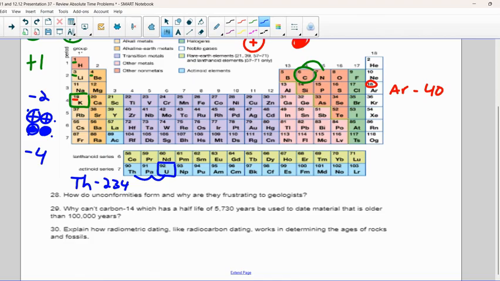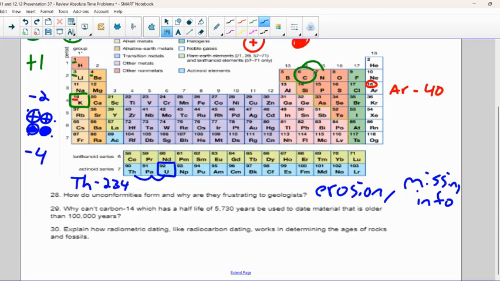Okay. And then coming down here, how do unconformities form and why are they frustrating to geologists? This is a little bit out of order, but unconformities form from erosion. And they are places where we have missing information. It's gone. Okay, so the rock that contained the fossils or whatever we're trying to understand about that area is now missing. It's like tearing out pages in a history book.